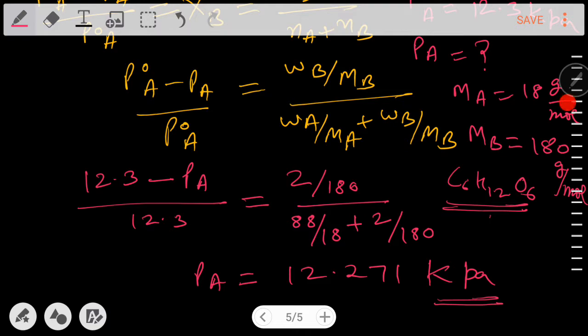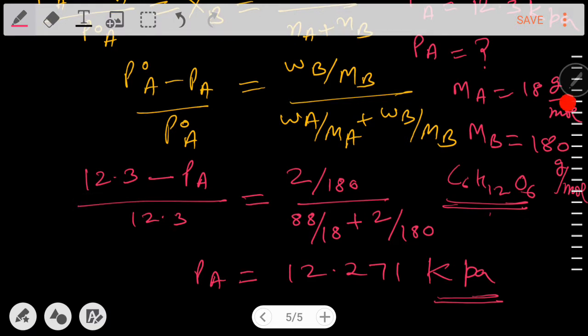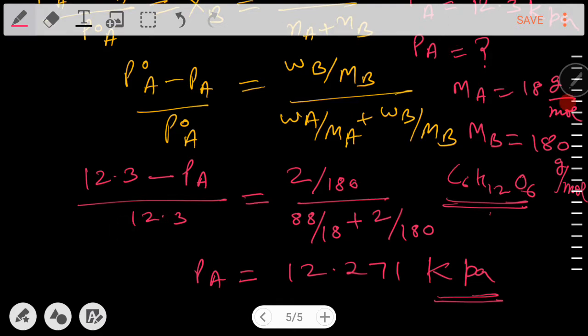Here PA is asked, P naught A is given, WB is given, WA is given, MA and MB you can easily calculate on the basis of the formula of solvent and solute. So it is a very easy numerical. Put all these values, you will calculate the value of PA, and its unit is kilopascal. That's all.